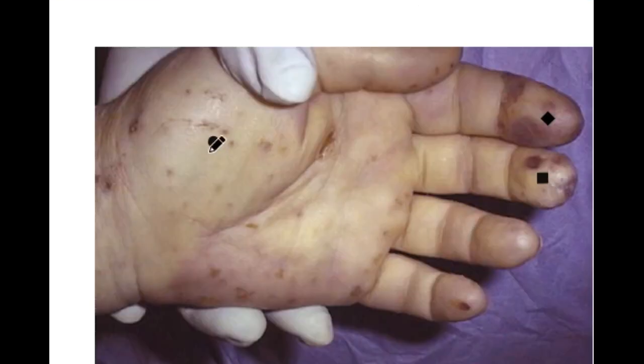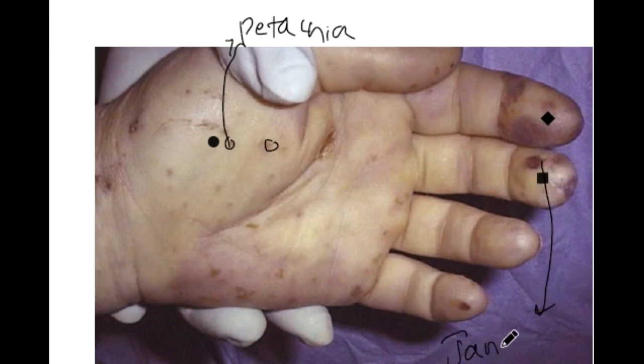This is the picture of a hand which is showing very small lesions. These small lesions which you can see are pinpoint hemorrhages. These pinpoint hemorrhages are called petechiae, and if you see, there are mottled skin areas here, and these small nodular hemorrhages seen here are Janeway lesions. Okay, so these are the petechiae which are seen in this picture.